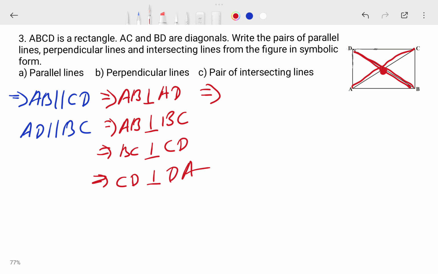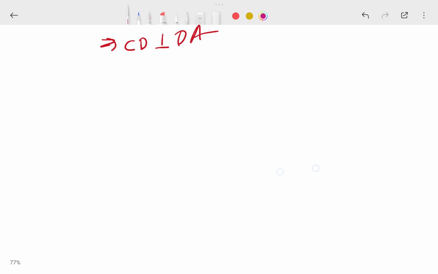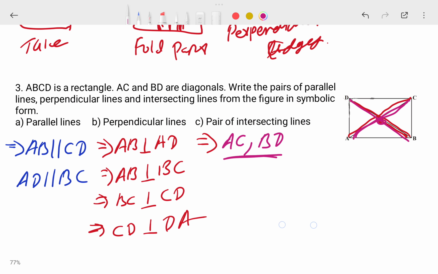So the intersecting point is where AC and BD meet. How can we write this? We can write like that: AC and BD are intersecting. Okay? Right. So overall, this exercise is also completed.